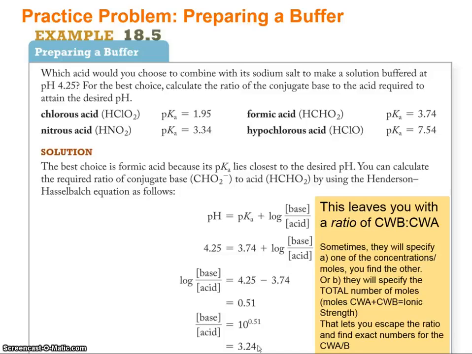Right? If you want to get out of that ratio, they've got to give you a way out. And that's either going to be by giving you one of the concentrations, like saying I had a 0.02 molar solution of base, and then I can figure out what the concentration of the acid would be. Or it could say the total acid and base is going to be like some ionic strength. So they can give you the total of how much base and how much acid you've got, and then you can use that to escape your ratio by substitution. So you substitute that back in. So one of those two ways will let you escape that ratio.